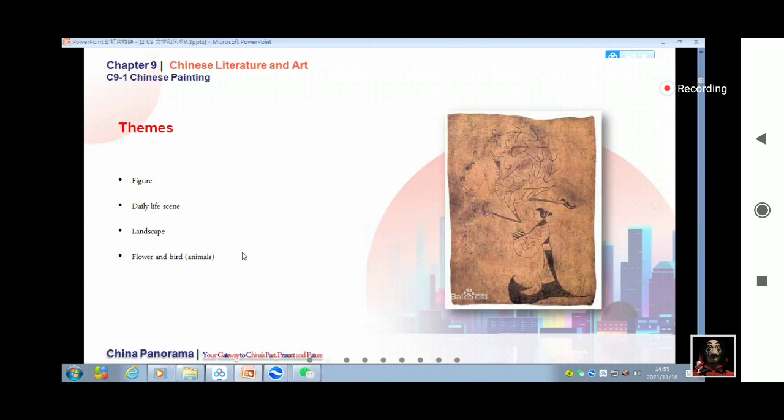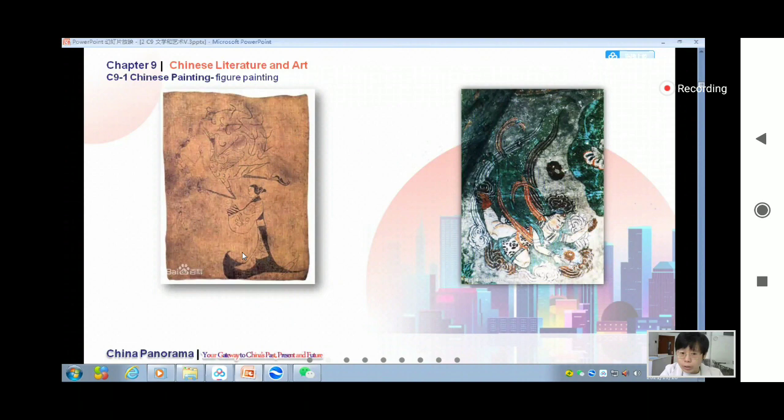Now you can see two pictures. The two pictures are very, very old. The first one can be dated back to 2000 to 3000 years ago. From this picture, what can you see? What can you see in the picture?